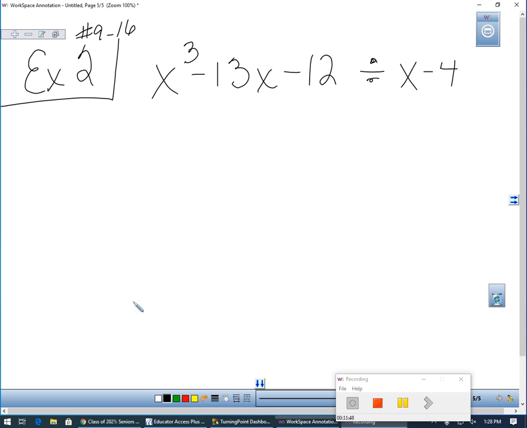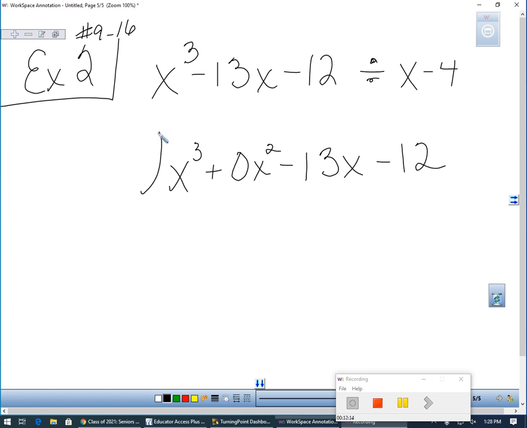All right. So you'll notice in that polynomial that's up there, I'm missing a term. I go straight from x to the third to x. So when I write it down, I need to put what we call a placeholder. Okay? So I'm going to write it as x to the third plus 0x squared minus 13x minus 12. And I'm going to divide by x minus 4.